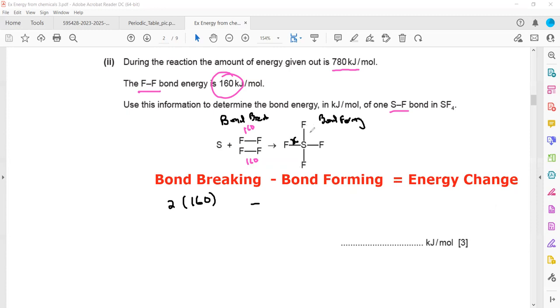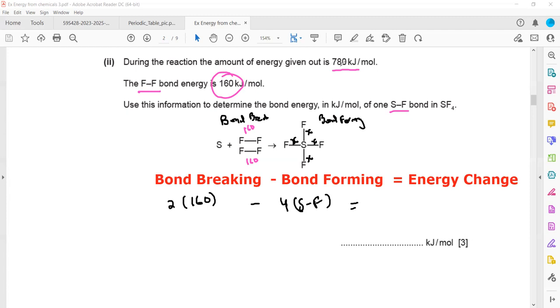If I say this is X, this is also X, this is also X, and this is also X. So how many bonds are forming? 4 SF bonds are forming. So we can say 4X, or you can also write 4SF, like 4 bonds of SF are there. Both ways are fine.